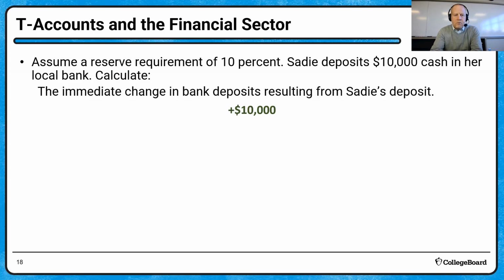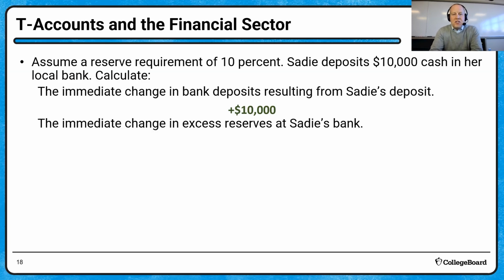Second question. The immediate change in excess reserves at Sadie's bank. Okay, pause, answer the question.